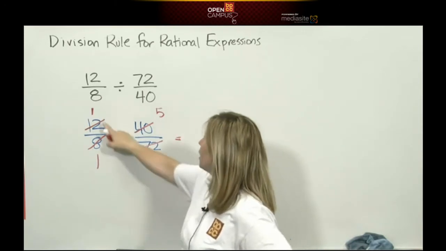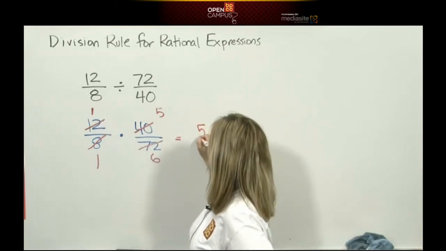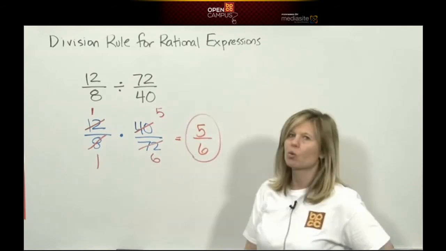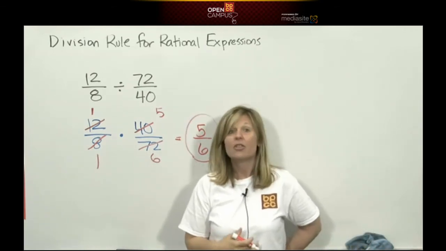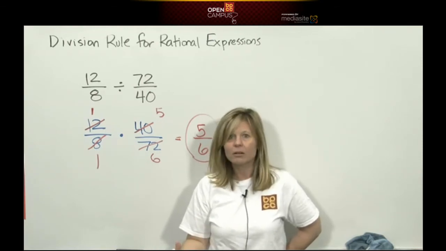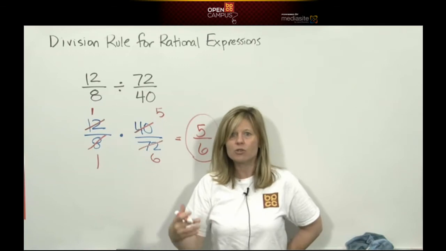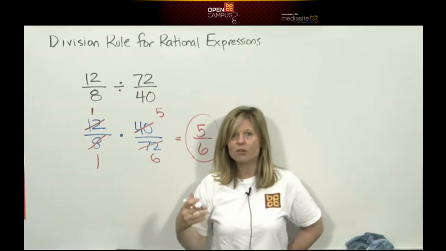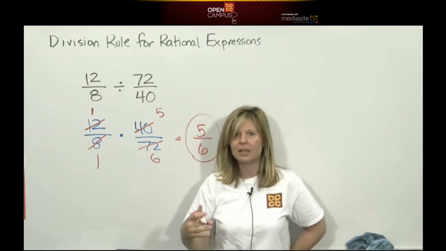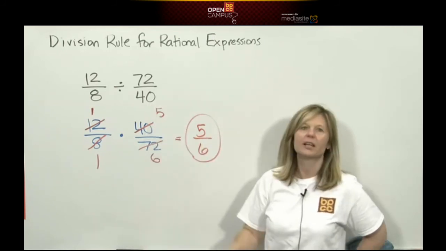So now let's multiply. 1 times 5 is 5. 1 times 6 is 6. And that is your quotient, 5/6. There's nothing more to it. You do not need a calculator. You just need to understand we never divide in fraction land. You always rewrite it as multiplication by doing the multiplicative inverse.